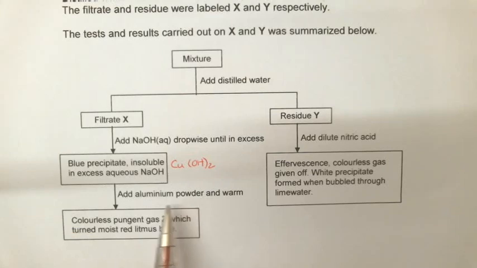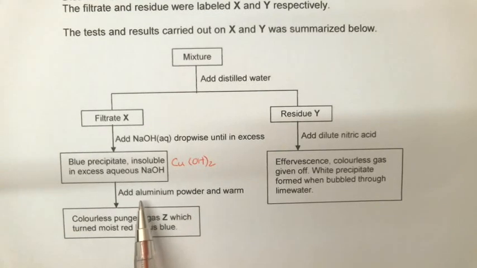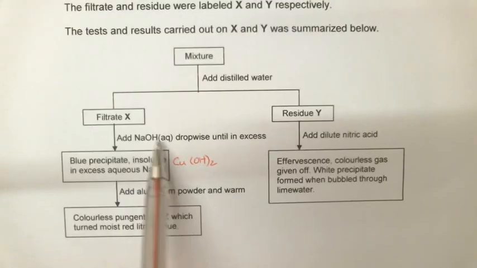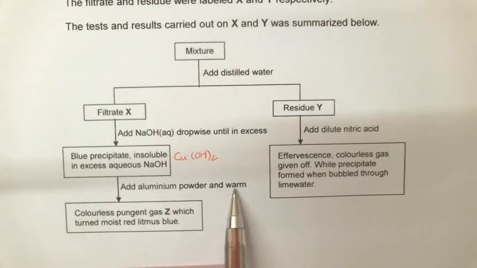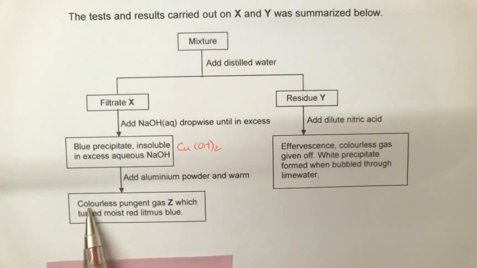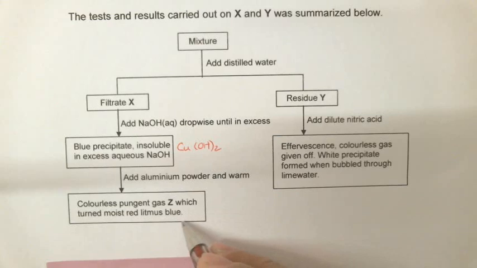Now another familiar thing that you can see is that the solution or the mixture over here were further added with aluminum powder and warm, and you see a colorless pungent gas which turned moist red litmus paper blue. Now this is a telltale sign of ammonia gas. So this gas must be ammonia gas.